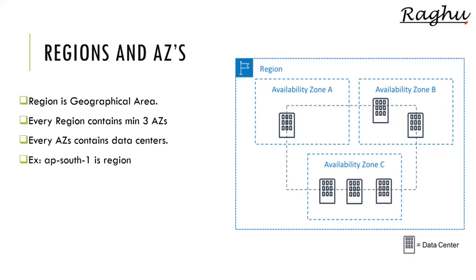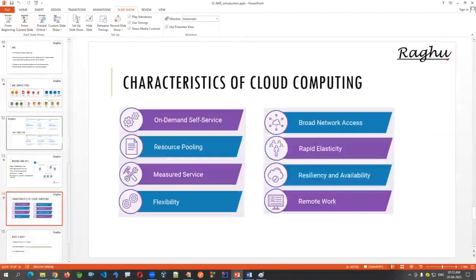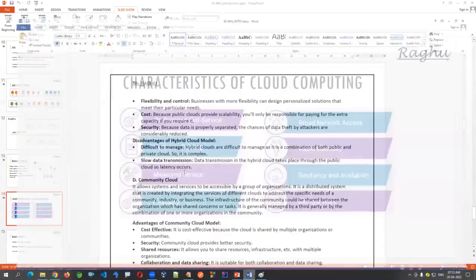For example, a region name looks like AP South 1. I'll show all the regions one by one. Internally, a region contains availability zones: AP South 1A, AP South 1B, AP South 1C, like availability zone names. It's a code for a country, region, and also the internal availability zones. Even in the document, I gave a list of availability zones and regions.